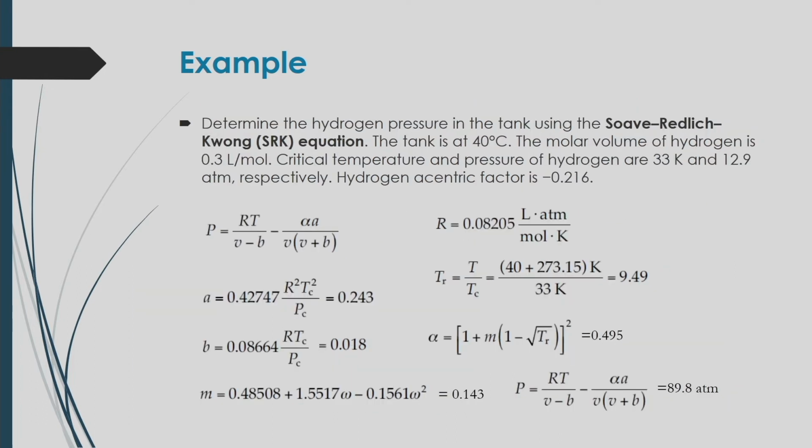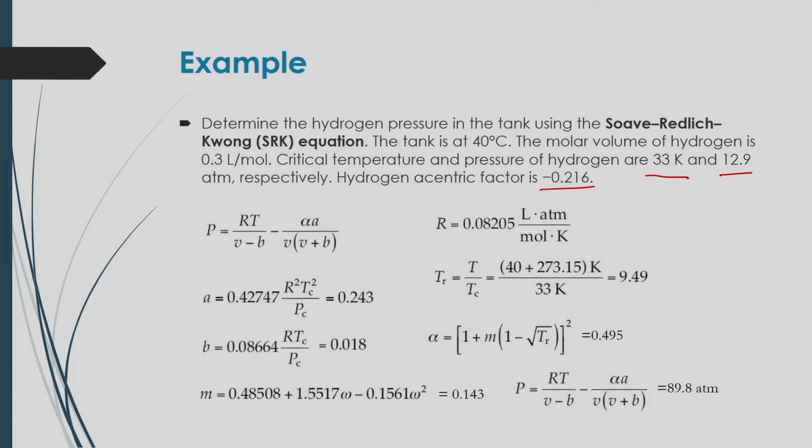In another example, you have to determine the hydrogen pressure in a tank by using the SRK equation, that is the Soave-Redlich-Kwong equation. The tank is at 40 degrees Celsius. The molar volume of the hydrogen is 0.3 liter per mole. The critical temperature and pressure of hydrogen are given as 33 K and 12.9 atmosphere respectively. The hydrogen eccentric factor is given as minus 0.216. So what should be the hydrogen pressure in the tank.